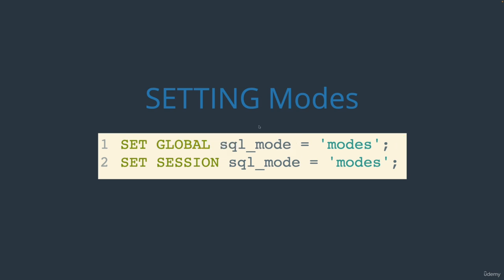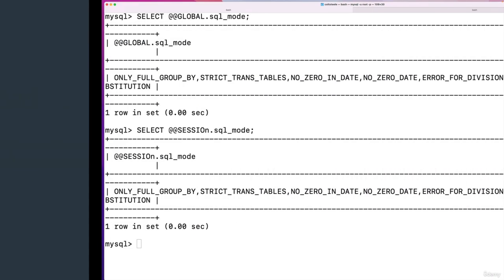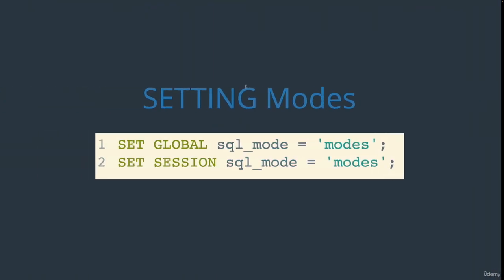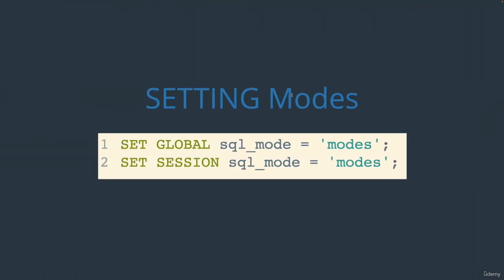In general, they are the default modes for a reason. The ones that we see here, strict trans tables, only full group by, those are there. It's a decision that was made by the developers of MySQL. So unless you have a good reason to get rid of them, for compatibility purposes with another database or some other reason, go ahead and do that. But if you don't, I'm going to leave them. But I am going to show you how you can change them.